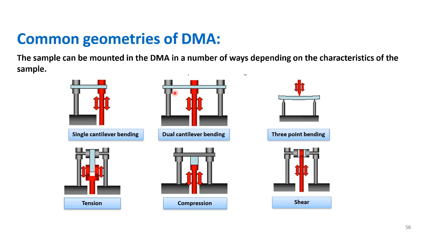Then if it is not at all stable, we need to hold it at 2 points. Then we take the dual cantilever bending, and we can perform the testing or compression here. Then 3 point bending can also be done. Then tension: here we are applying it for a block particularly. This arrangement can be used, and it can be either tension or compression. Then for liquids, particularly, we use the shear setup.